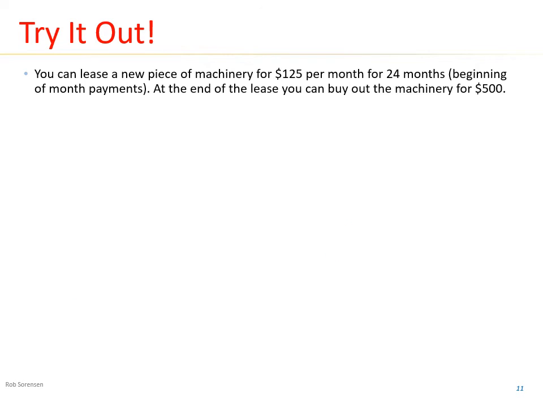I'll give you one now to try out. Let's say we can lease a new piece of machinery for $125 per month for 24 months. Now it's a lease, so it's beginning of month payments. At the end of the lease, I'm going to throw in a little twist for you. You can buy the machinery out for an additional $500. So the lease payments weren't quite enough to pay off the machine. If you want to keep the machine, you have to give them an additional $500 at the 24-month mark.